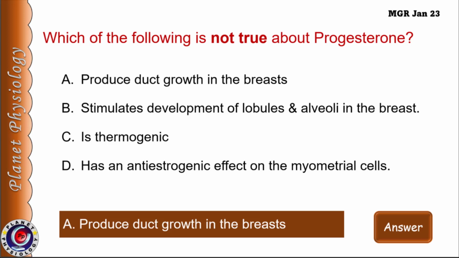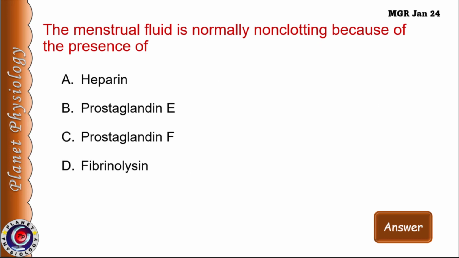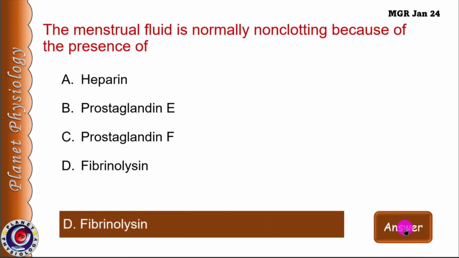Next question. The menstrual fluid is normally non-clotting because of presence of A. heparin, B. prostaglandin E, C. prostaglandin F and D. fibrinolysin. Yes, menstrual fluid does not clot due to presence of fibrinolysin. Usually blood clots within the uterus, but fibrinolysins digest them. As the clotting factors are already consumed up, menstrual blood does not clot.